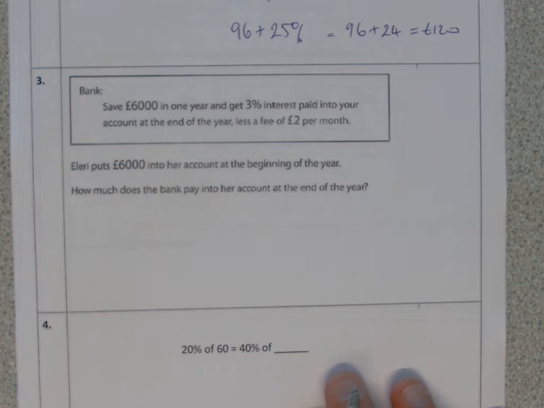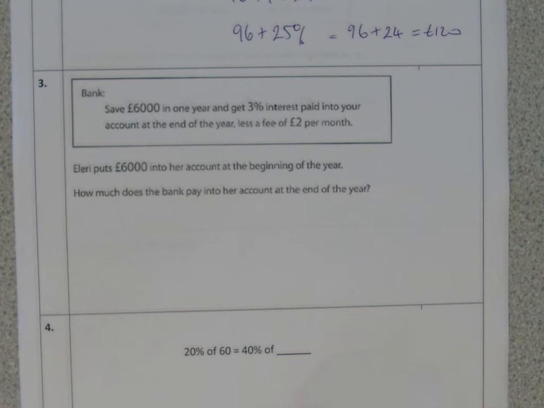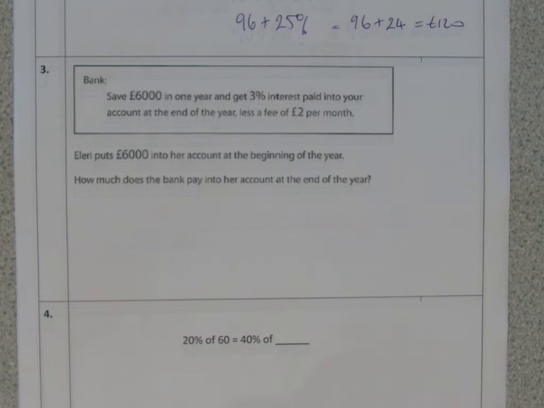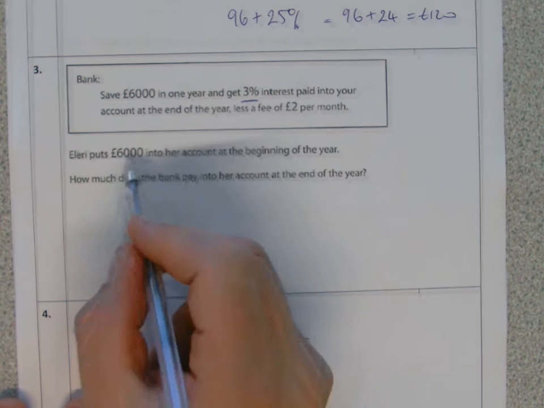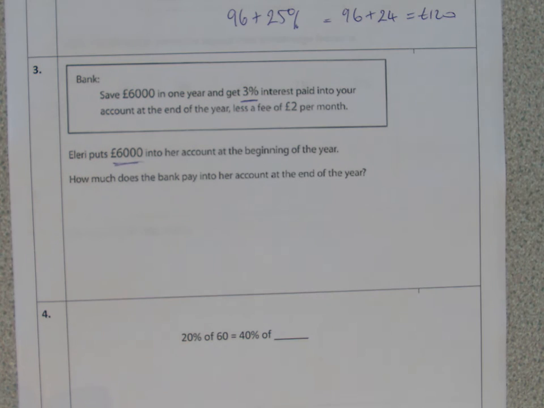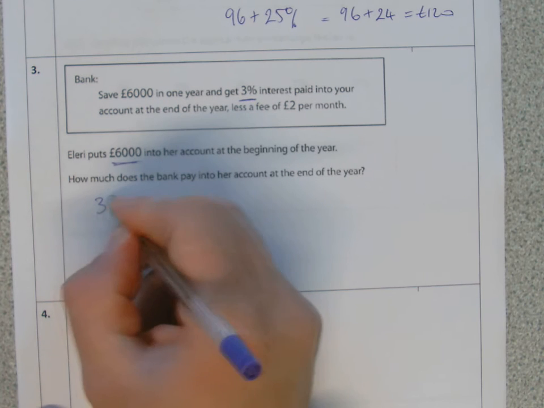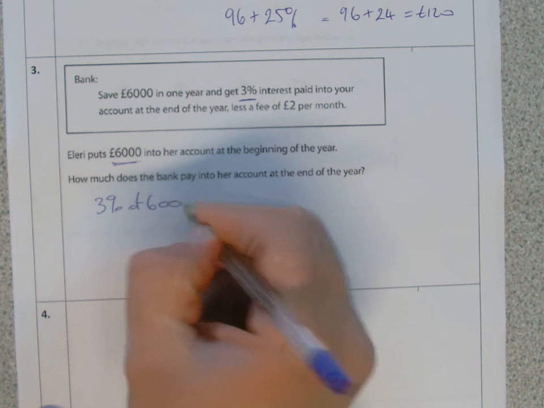Okay, question 3. It says bank saves £6,000 in 1 year and gets 3% interest paid into your account at the end of the year, less a fee of £2 per month. Now basically she's getting interest of 3%, right? Because it says she put £6,000 into her account at the beginning of the year. How much does the bank pay her into her account? So she gets 3% interest. So you just need to work out 3% of 6,000.